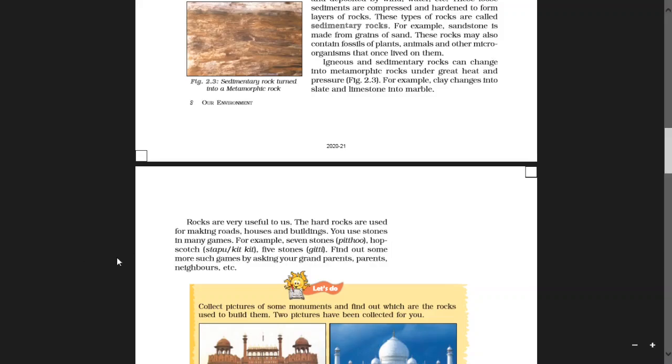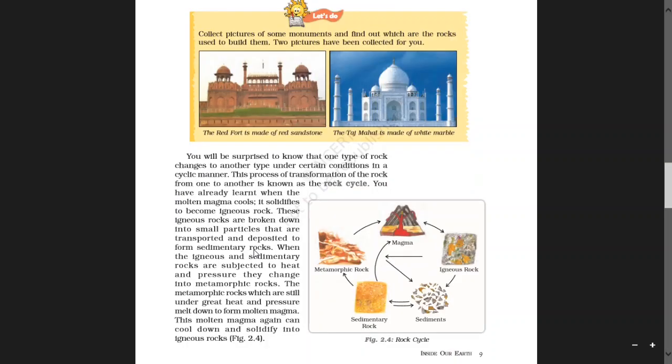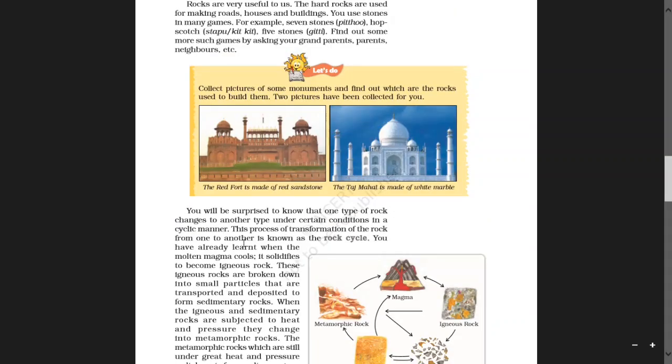Find out some more such games by asking your grandparents, parents, neighbors, etc. Or with the help of the internet you can also search. What are the games which need stones to play?